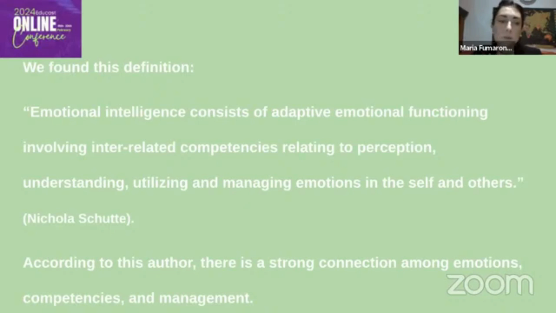For example, we found this definition that said emotional intelligence consists of adaptive emotional functioning involving interrelated competencies relating to perception, understanding, utilizing, and managing emotions in the self and others. So, according to this author, there is a strong connection between emotions, competencies, and management as well.